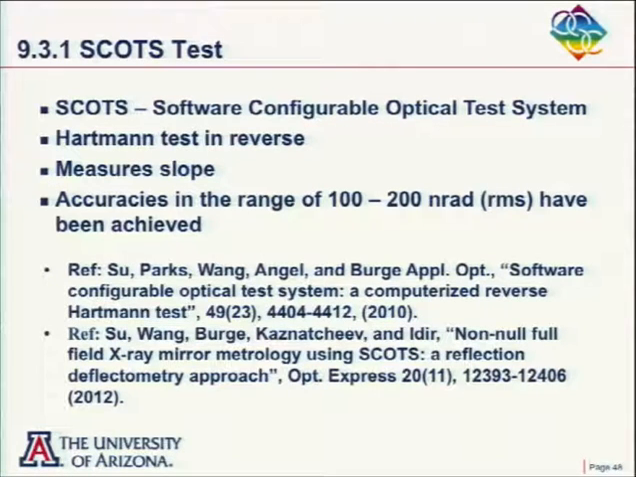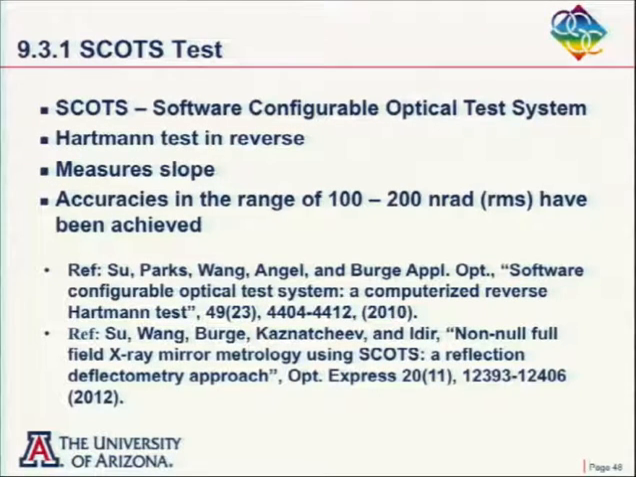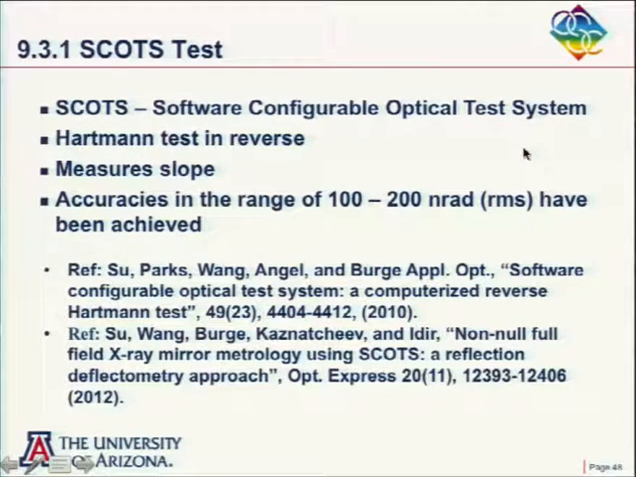Geez, I finally know what SCOTS stands for here. Software Configurable Optical Test System. So who invented the SCOTS test? Who was the first person to?